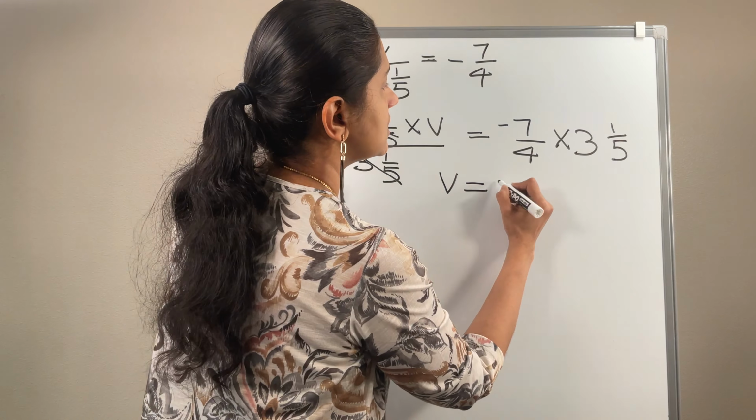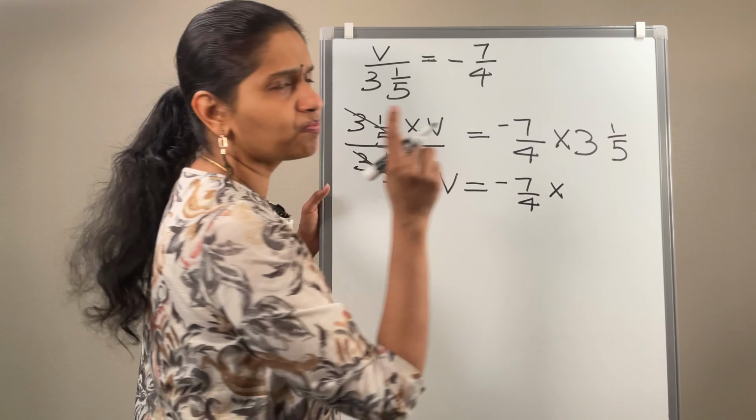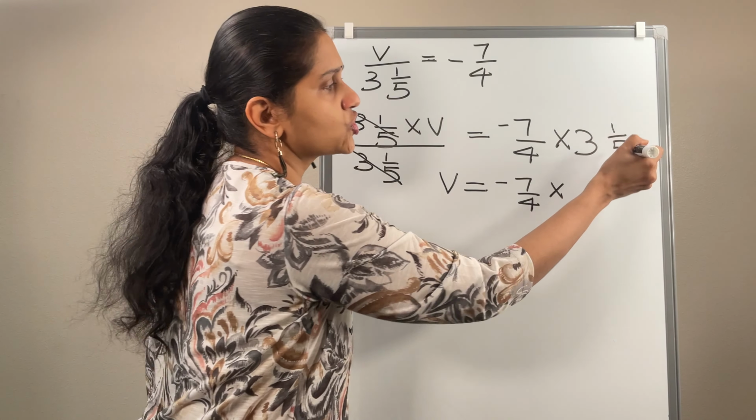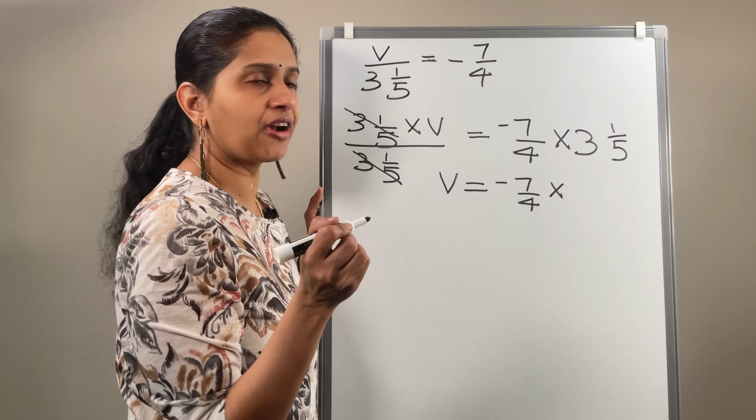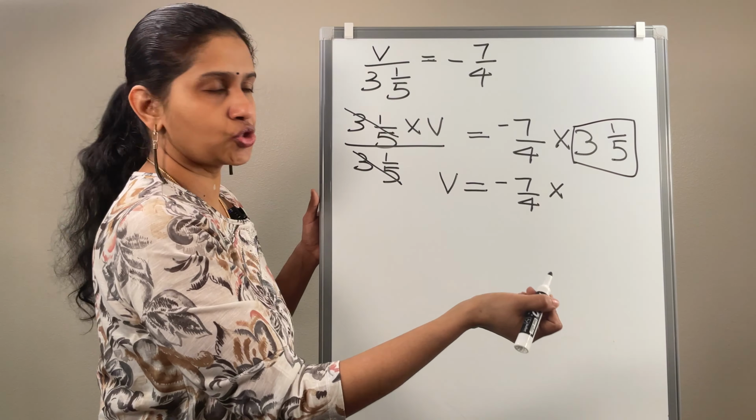Now, let us solve this. It will be minus 7 by 4 times. Now, we have to convert this mixed fraction 3 1 by 5 to a fraction. Let us first solve this 3 1 by 5. Let us convert it to a fraction.